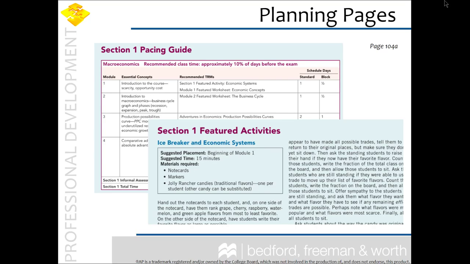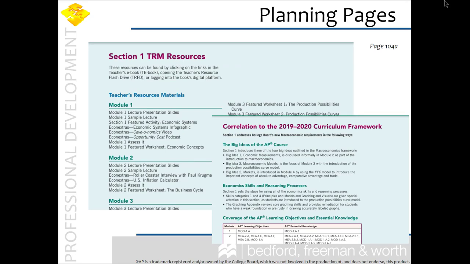So let's start with the planning pages that begin each section. The planning pages provide you with a professional development video available in your teacher's resource materials, and it gets you started on teaching the section. There's also an AP alignment and pacing guide. Most importantly are the lists of additional resources. There are tons of extra worksheets, activities, and exit slips to use in your classroom. These are also called out at point of use in the teacher's edition. Please note that when you see the TRM icon, this is a signal to check the teacher's resource flash drive.